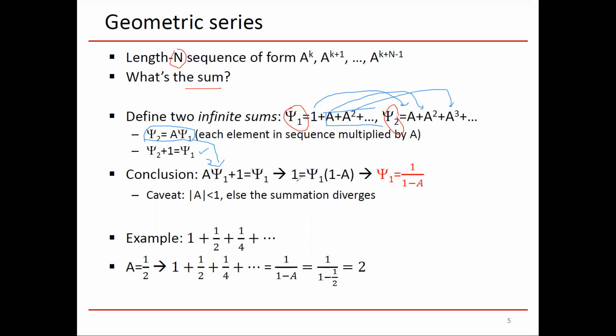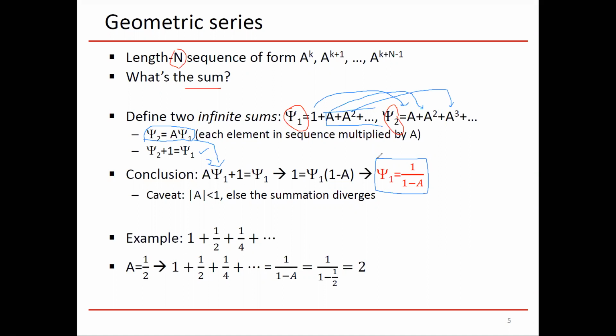And we conclude that, and this is in red for emphasis, psi 1 is equal to 1 divided by 1 minus a. Small caveat, a must be smaller in magnitude than 1, else the summation diverges. Even if it's equal to 1, we have a problem. Imagine the a is exactly 1. So 1 plus 1 plus 1 plus 1 plus 1, it diverges. So a needs to be smaller than 1.